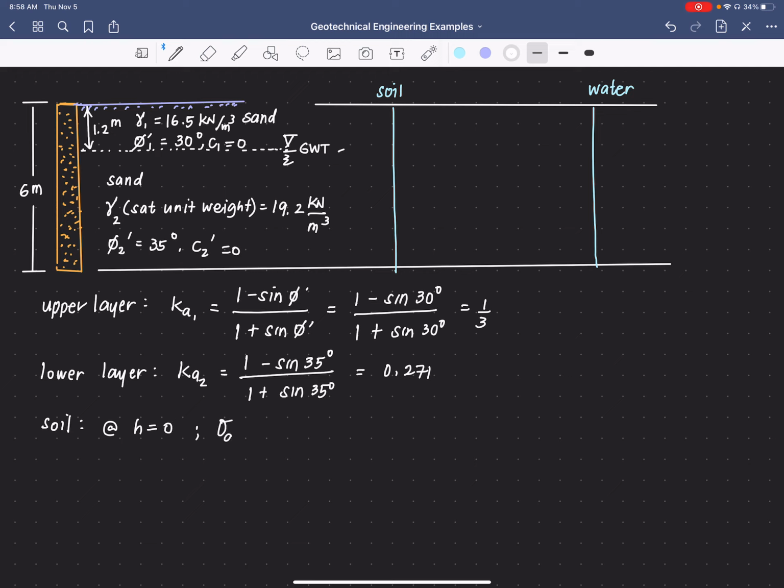Our active pressure at the top is equal to 0, because there's no pressure yet. Then at, say, H is equal to 1.2 meters. And since we have a groundwater table, we have to consider the upper portion and the lower portion of the groundwater table. So let me just say this is 1.2 meters.